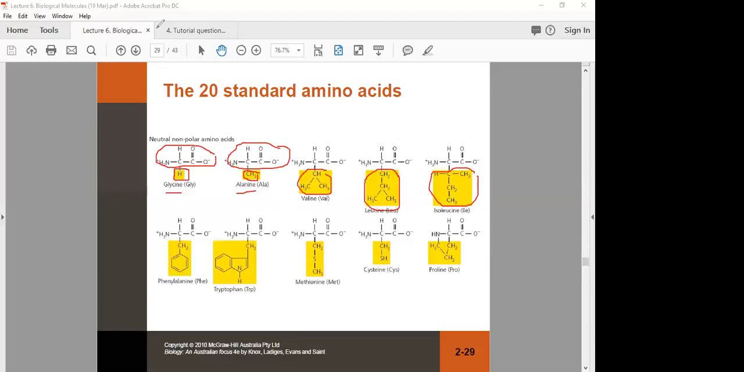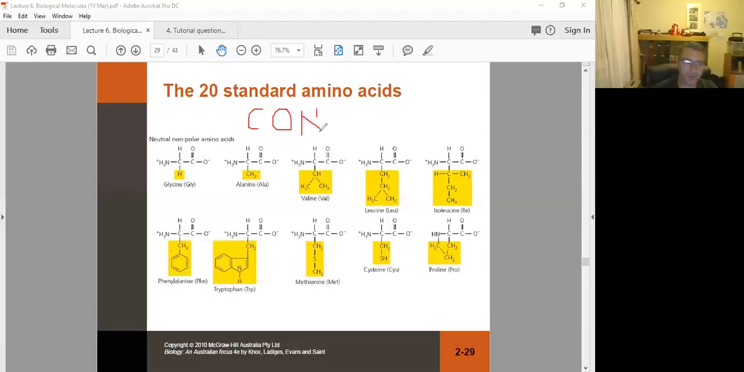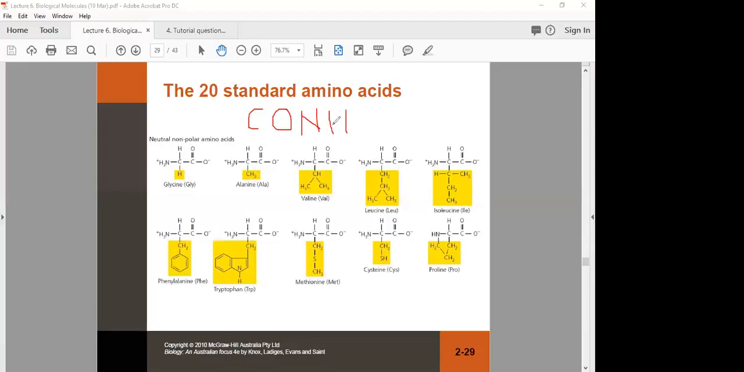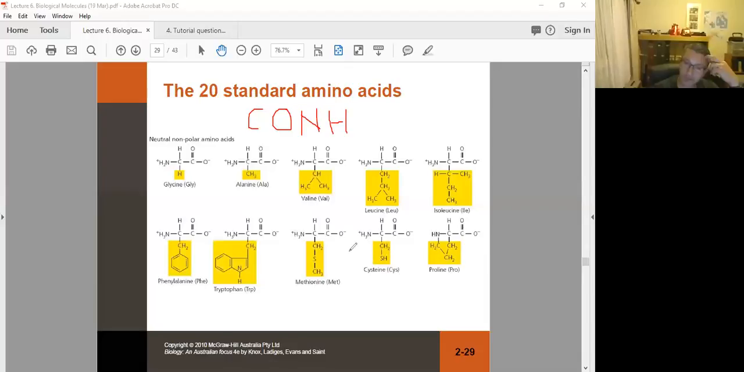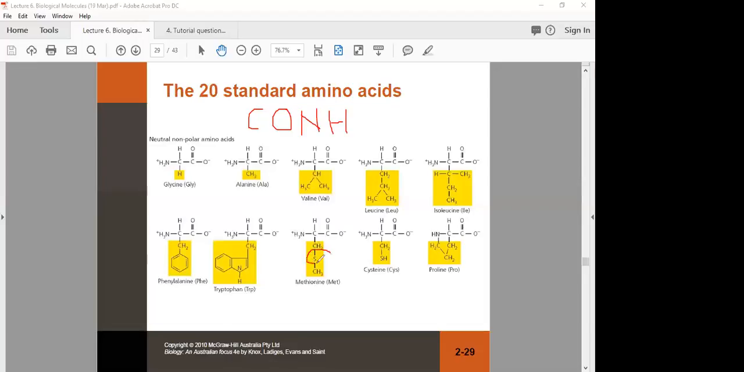All right, what elements can we see that make up amino acids? Carbon, oxygen. Nitrogen. And hydrogen. Yep, so they all have these elements, and a couple of them have a different element. Sulfur, yep. So methionine and cysteine also contain sulfur.